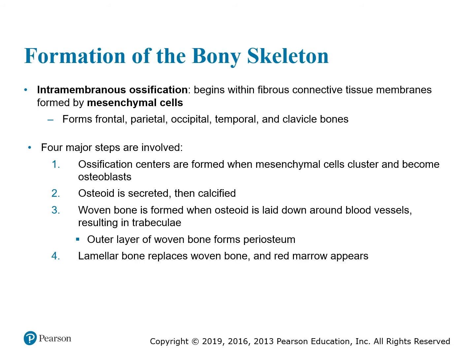In the fourth step, lamellar bone replaces woven bone. So lamellar bone is actually going to be bone with lamellae. And if you'll recall, these are these rings of bone matrix that surround either osteons, or in this case, are in the trabeculae of spongy bone. So once these lamellae replace woven bone, you'll see red marrow appear afterwards.